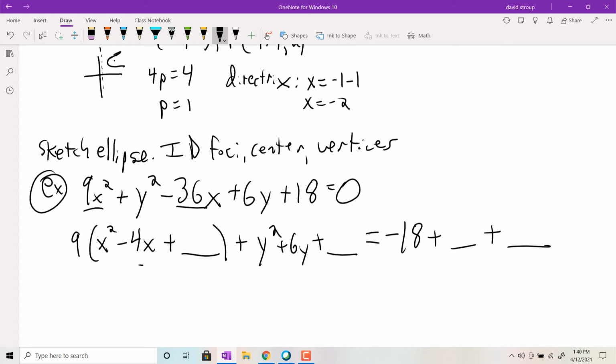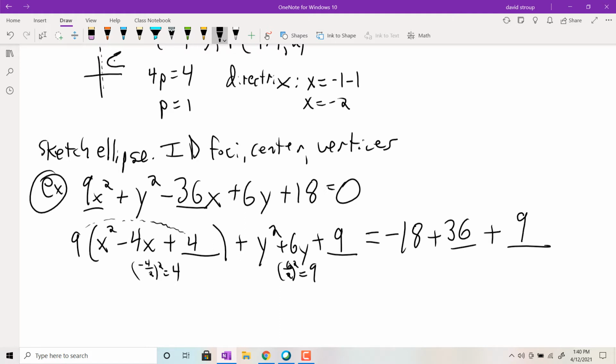Complete the square on the first one, it's negative 4 over 2 squared. So negative 2 squared is 4, so add 4. You can't just add 4 to the other side though, right? Because it's really technically 36. You have actually added in 36 when you add in the 4, because that 9 has to multiply by the 4. Okay, so the other guy is 6 over 2 squared. That'll be 9. Okay, and I add that in on the other side.